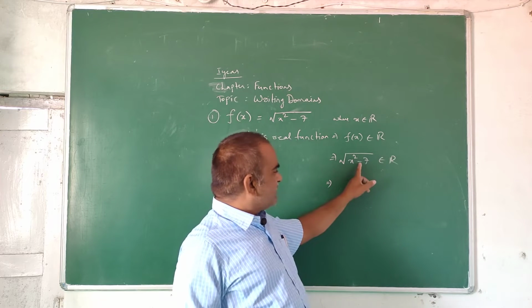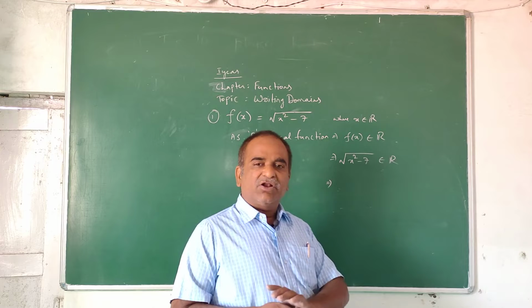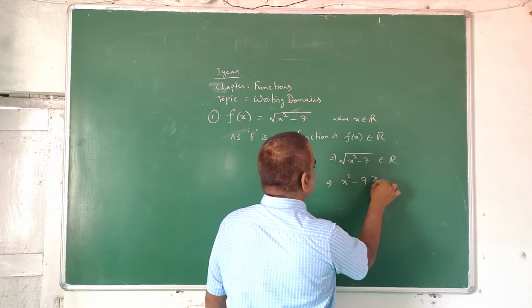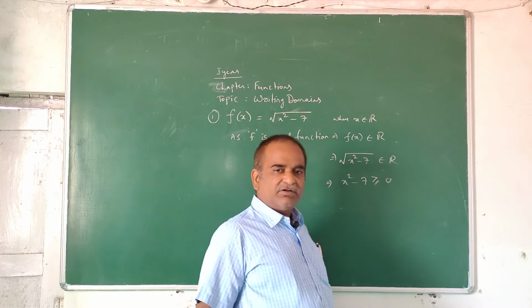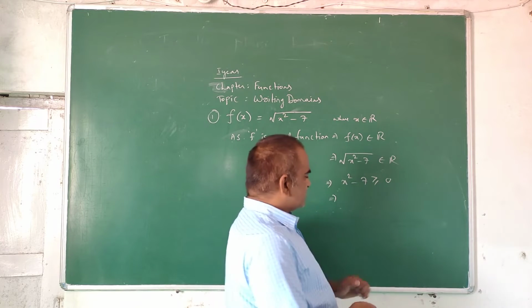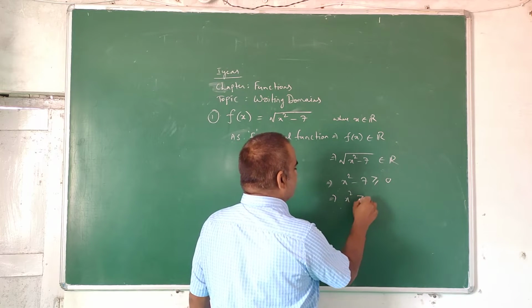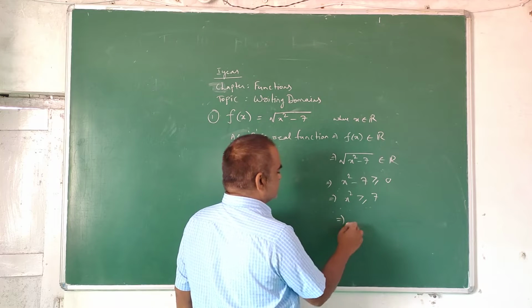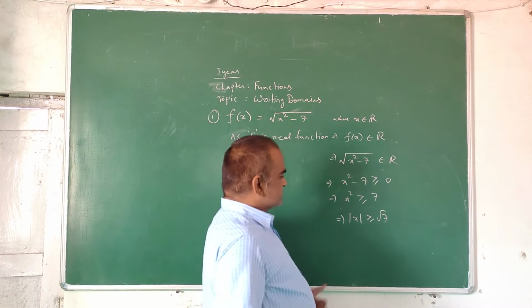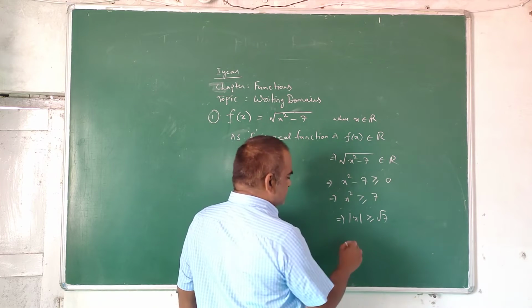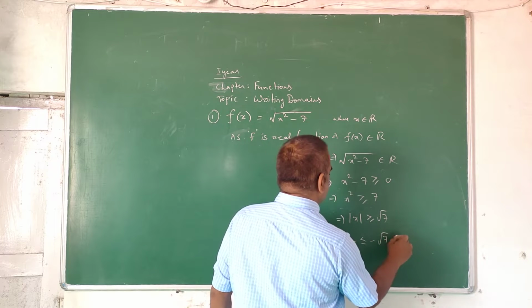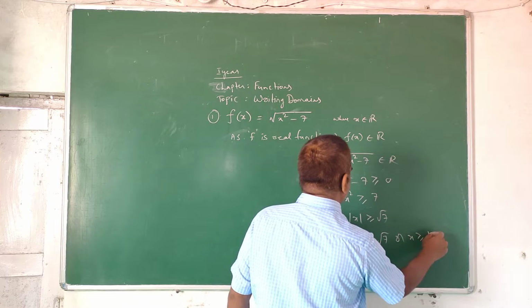So that is why you should see that this expression is not negative. So it should be positive or 0. So x square minus 7 should be greater than or equal to 0. Did you understand? Then x square is greater than or equal to 7. Implies mod x is greater than or equal to root 7. This implies x is less than or equal to minus root 7 or x is greater than or equal to root 7.